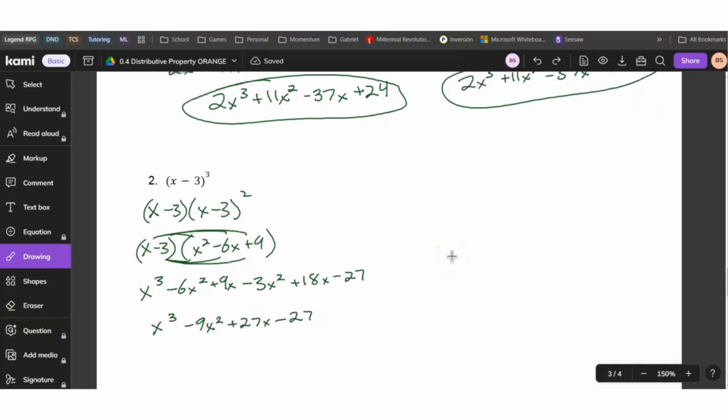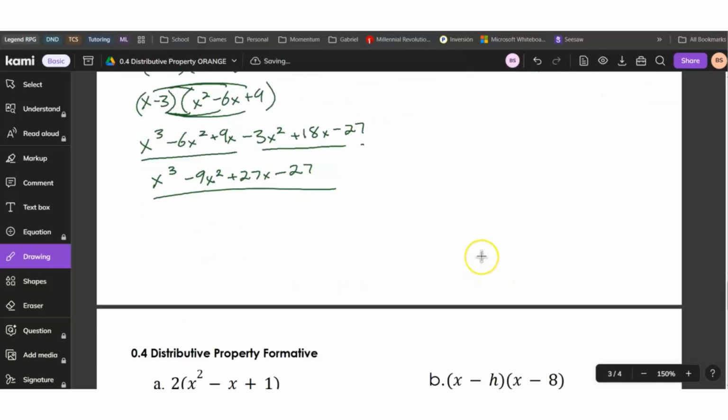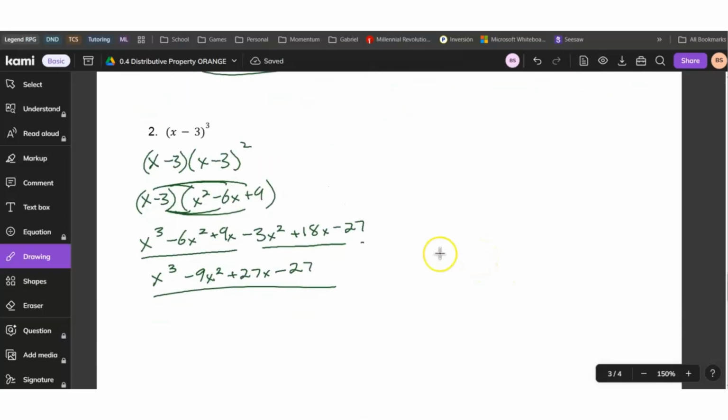Next one. This one, it didn't really matter which ones you did first because they're all the same. They're all x minus 3. So I did these two together to get x squared minus 6x plus 9. Then I multiplied the x by everything, which means I just added an x to all those terms. Then I multiplied by negative 3. And then I collected my like terms. And I think that's it. So if you have questions about that one, I can come and talk to you guys individually, okay?